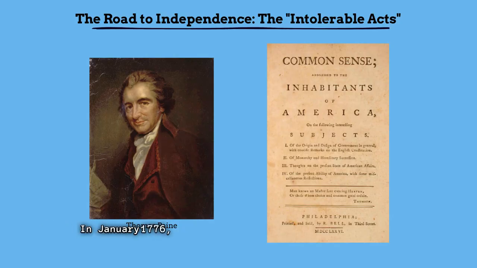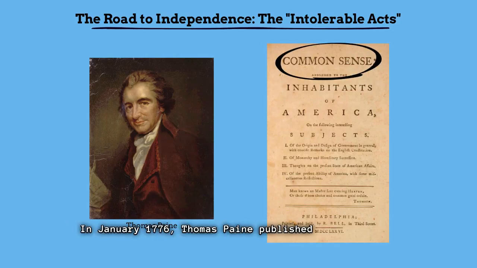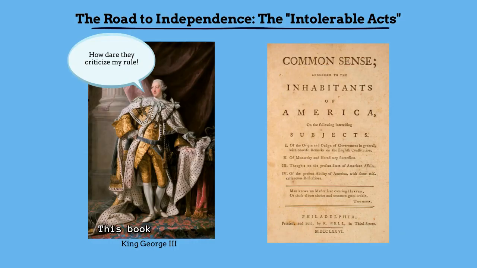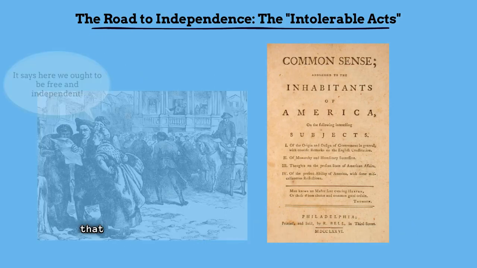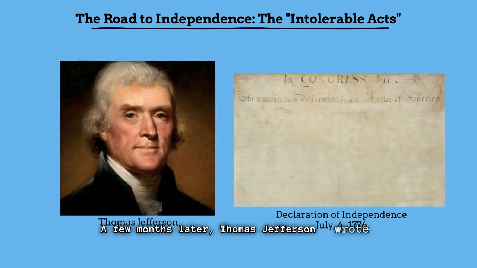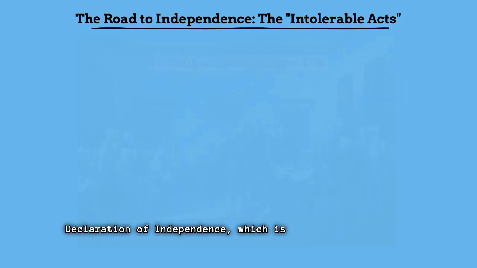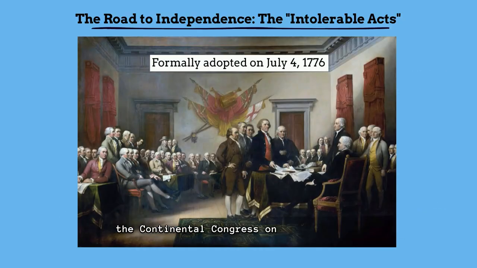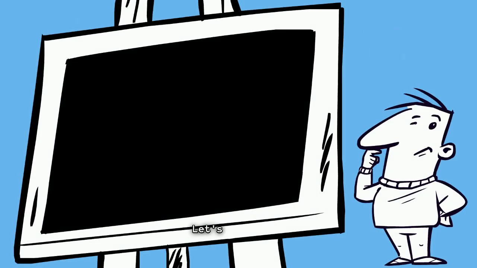In January 1776, Thomas Paine published Common Sense. This booklet criticized King George III and argued that the colonies should be independent from England. A few months later, Thomas Jefferson wrote the Declaration of Independence, which was formally approved by the Continental Congress on July 4, 1776.